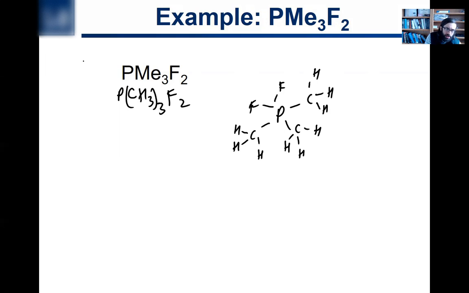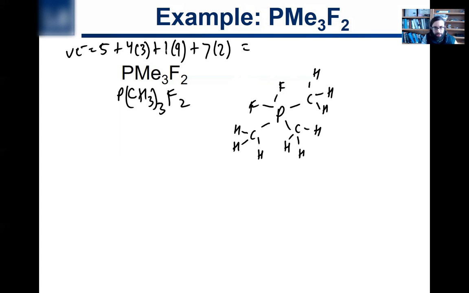So if I total count the total number of valence electrons here, what am I going to have? Phosphorus has 5. Carbon, well, there's 3 carbons. Carbon's in group 4, so times 3. And how many hydrogens? There's 9 hydrogens. Hydrogen is in group 1, times it by 9. So 9 of them. Fluorine is a halogen, so there's 7 and 2. And so we're going to have 5 plus 12, 17, 17 plus 9 is 26. 26 plus 14 is 40 valence electrons.